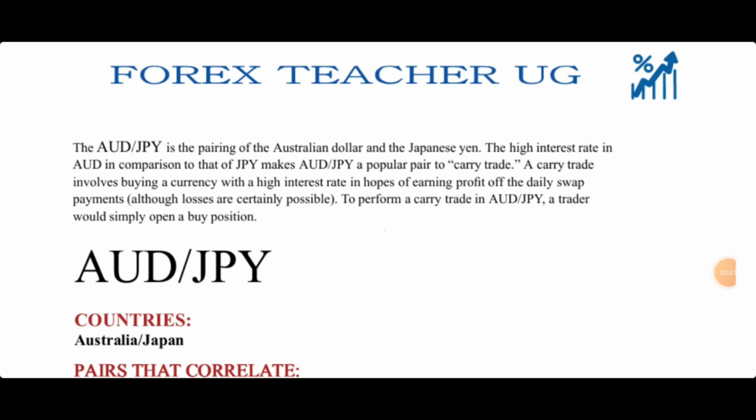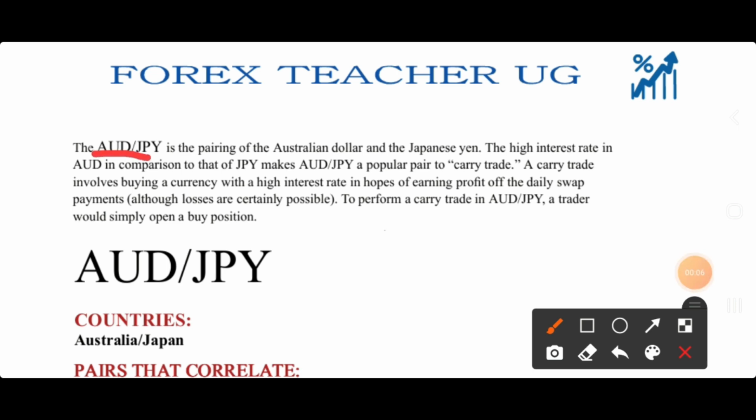Look at the AUD/JPY, Australian dollar and Japanese yen. So this is the pairing of the Australian dollar and the Japanese yen. So the high interest rate in the AUD in comparison to that of JPY makes AUD/JPY a popular pair to carry trade. Of course, also these minor currencies you can trade due to the fact that they have those economic factors of the high interest rates, which make them more tradable by the banks and also the hedge funds.